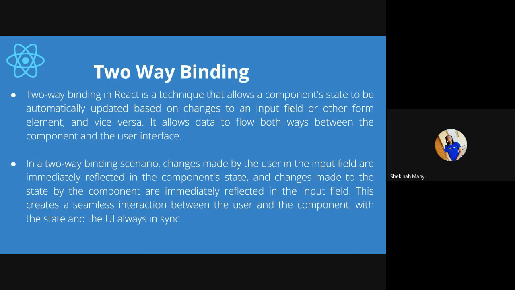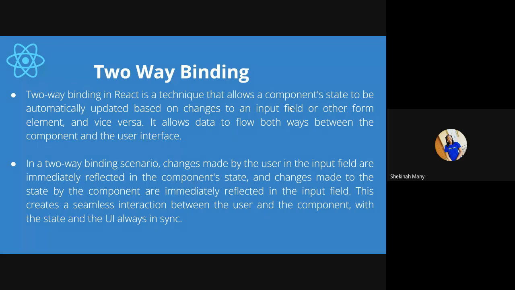Now, what is two-way binding? Two-way binding in React is a technique that allows a component state to be automatically updated based on changes to an input field or other form elements, and vice versa. We're still going to see this with respect to forms. When you submit a form, what does it do? It has to take in data from the user and validate it. In other words, this is two-way binding. The fact that it's taking the data, there are a series of things it has to do. So this is two-way binding.